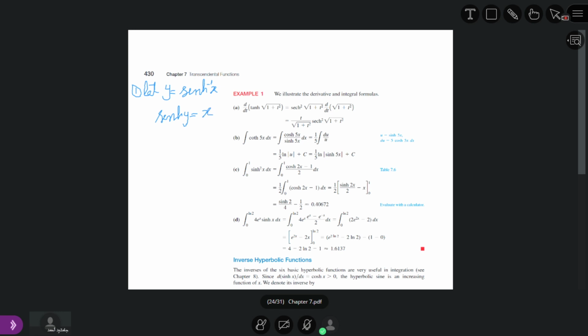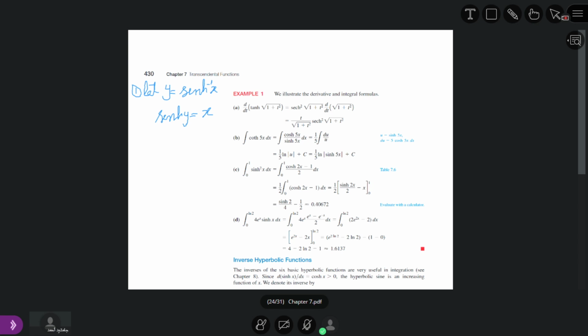Students, first I suppose let y is equal to sine hyperbolic inverse x. At the end, I shall find what is y, or what is sine hyperbolic inverse x. So whenever I suppose y is equal to sine hyperbolic inverse x, it will become sine hyperbolic y is equal to x. So after that, what is sine hyperbolic y?